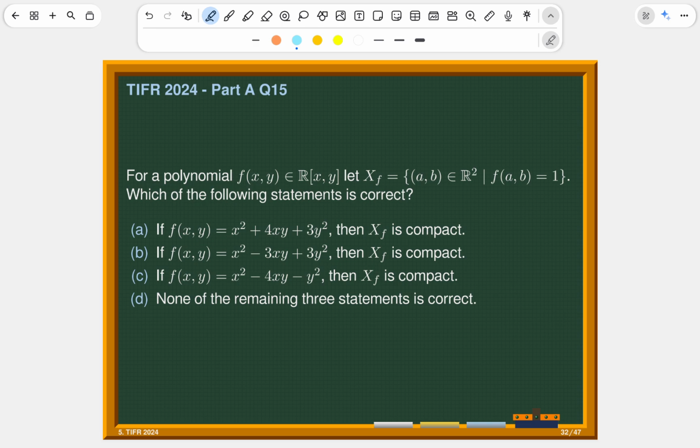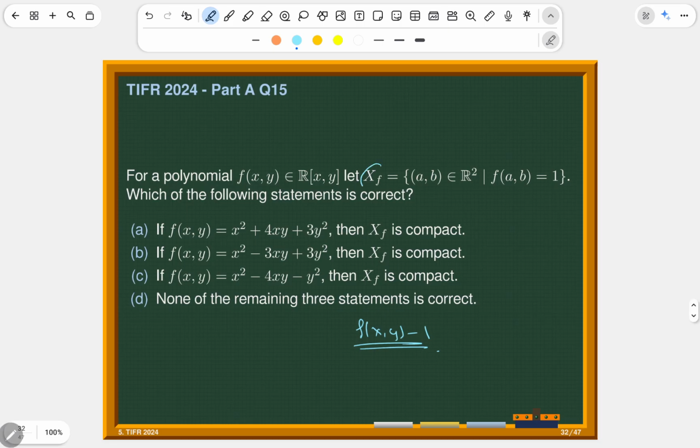Then which of the following statements is correct? If f of xy is this given polynomial, then Xf is compact, and so on and so forth. So we are actually dealing with the roots of the polynomial f of x minus 1 as a set, where f of xy is given as x square plus 4xy plus 3y square, or x square minus 3xy plus 3y square, or x square minus 4xy minus y square. Okay. So these sort of polynomials are what we typically call homogeneous quadratic polynomials.